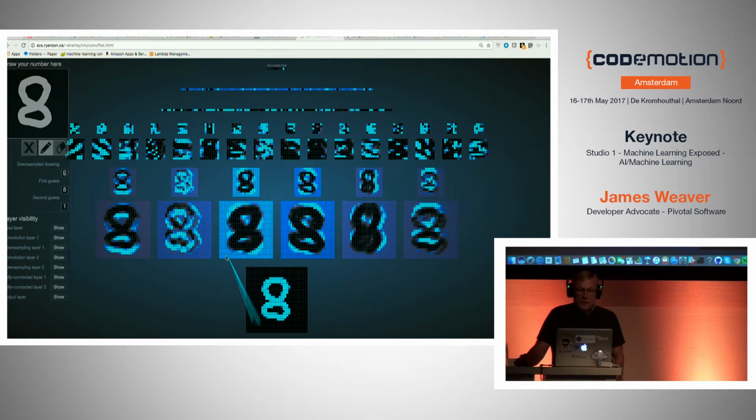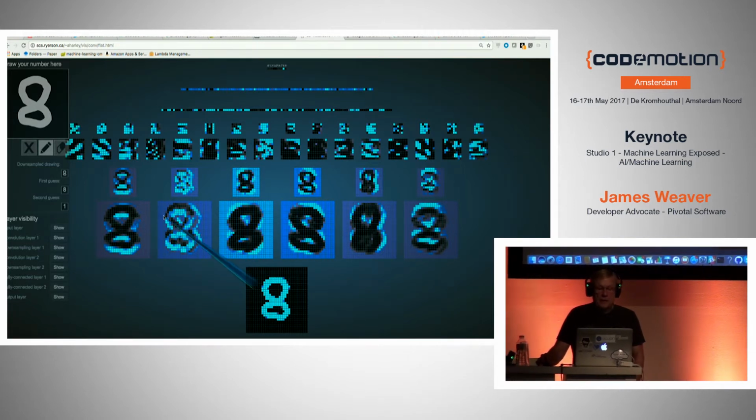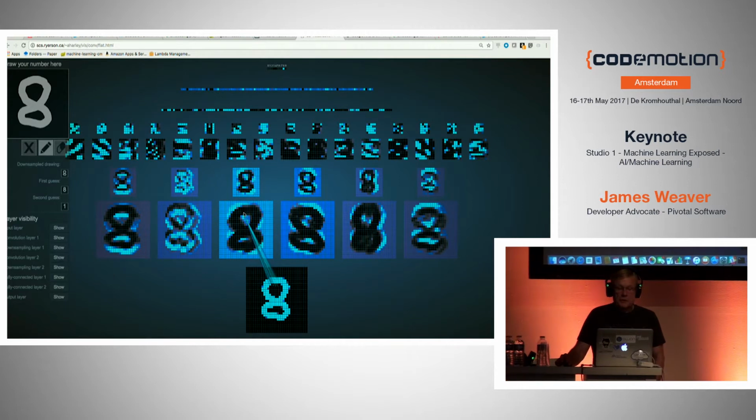Then what we see in the network is the original image, and then we have a convolutional layer. And notice the lines that are going from the original image as we scan across the original image and then do a filter, a convolution on that. And we're looking for different things in these different images in the convolutional layer.